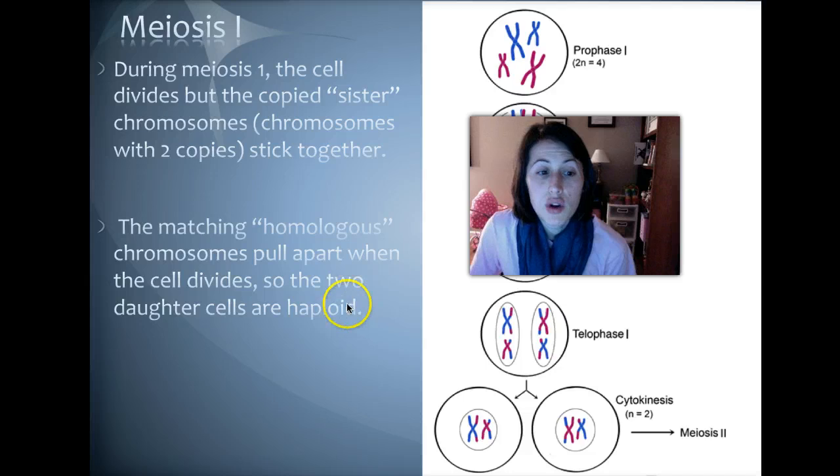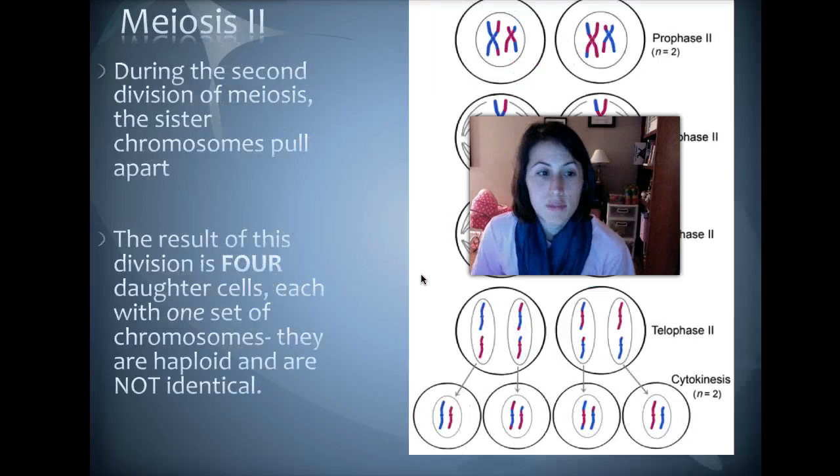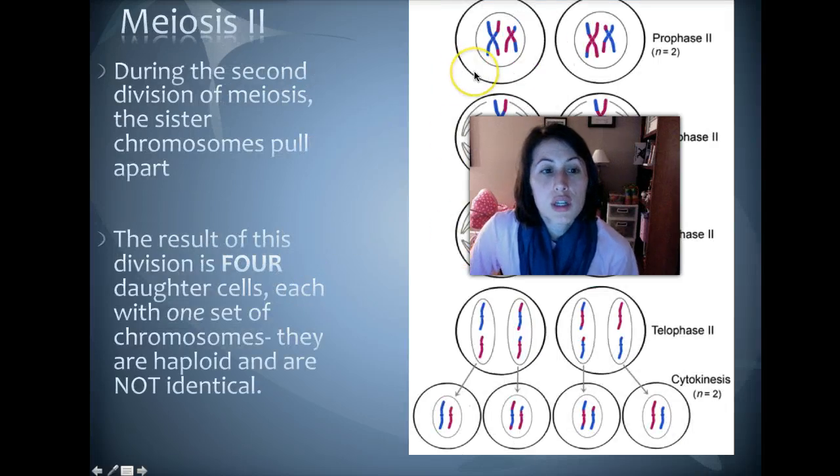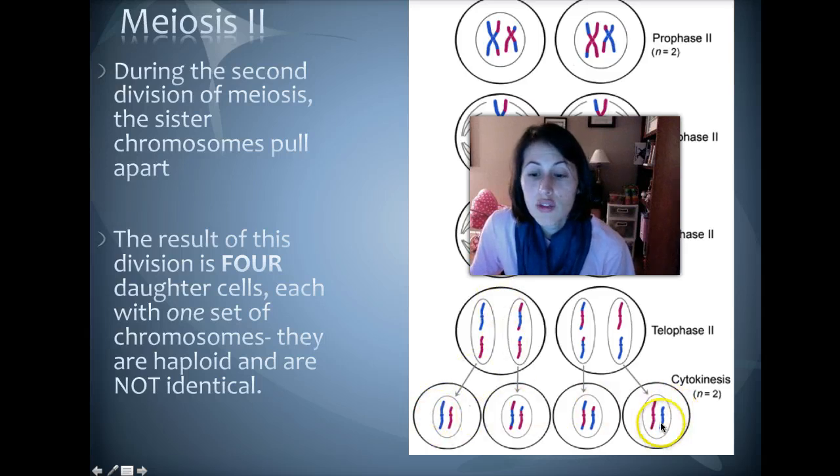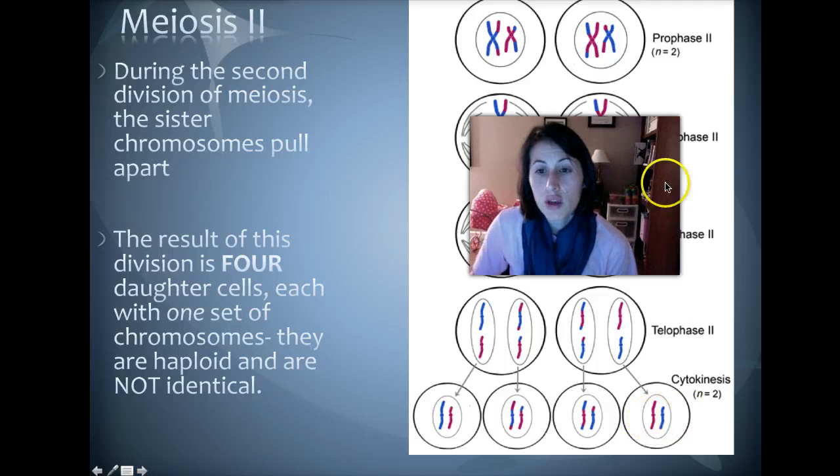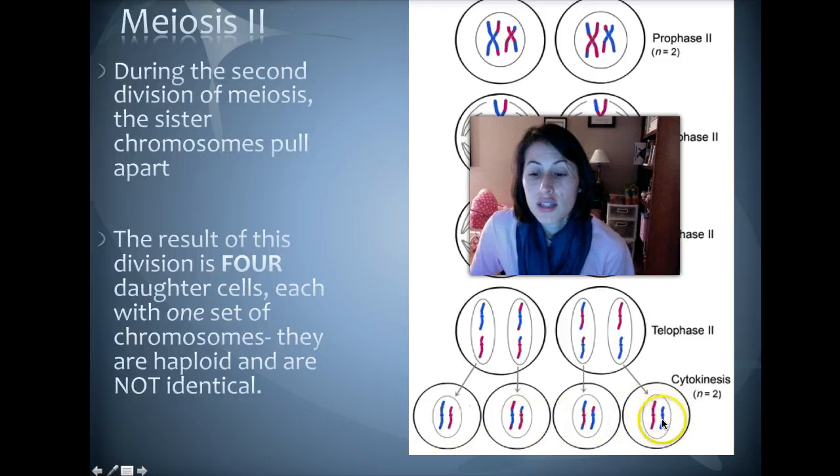The matching homologous chromosomes pull apart when the cell divides, so the 2 daughter cells are now haploid. In meiosis 2, during the second division, the sister chromosomes are going to pull apart. So you can see here they're lined up in the middle. And in anaphase 2, those sister chromatids pull apart. So what we get is 4 daughter cells, and each of those daughter cells has 1 set of chromosomes. The original cells have duplicated sets. The resulting 4 daughter cells each have 1 chromosome. They are no longer identical to each other.